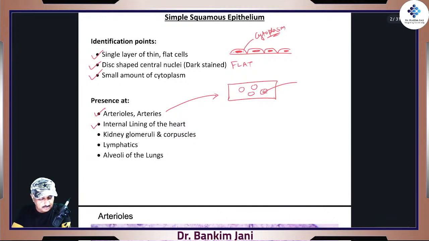Internal lining of the heart. Yes, right? So that means the heart will take a section. Say for example, atria will take a section, and then internal lining. Because the heart is like a chamber, we take a section, so that is where the internal lining would be seen, and we'll see these cells in the internal lining. When it comes to kidney, glomeruli and corpuscles.